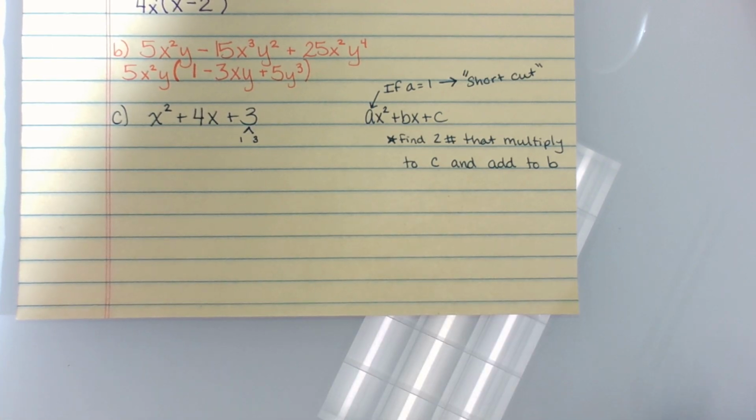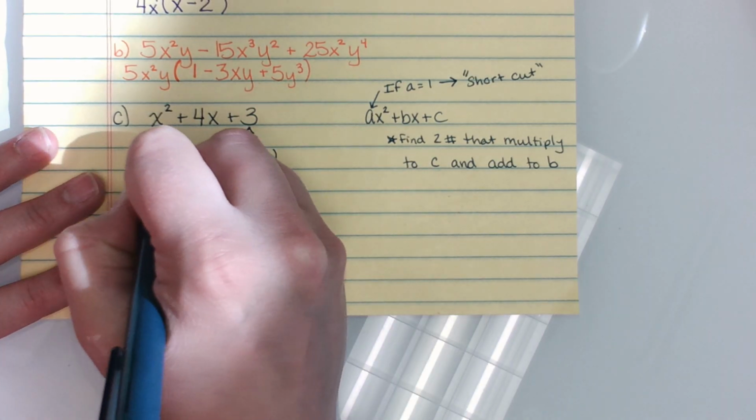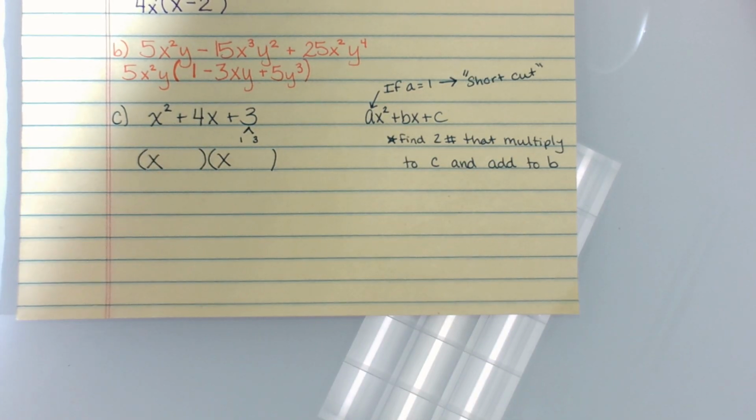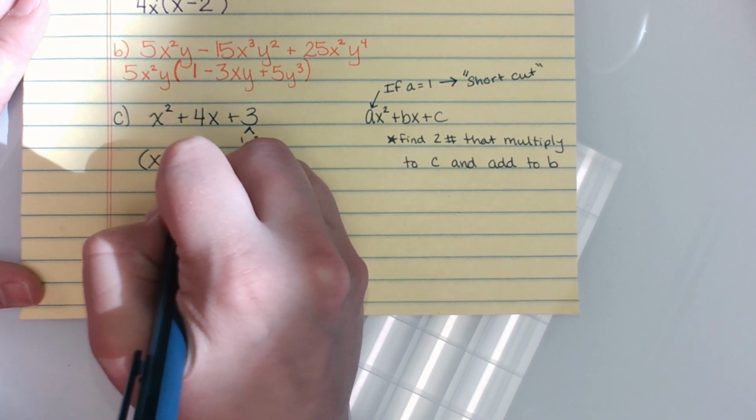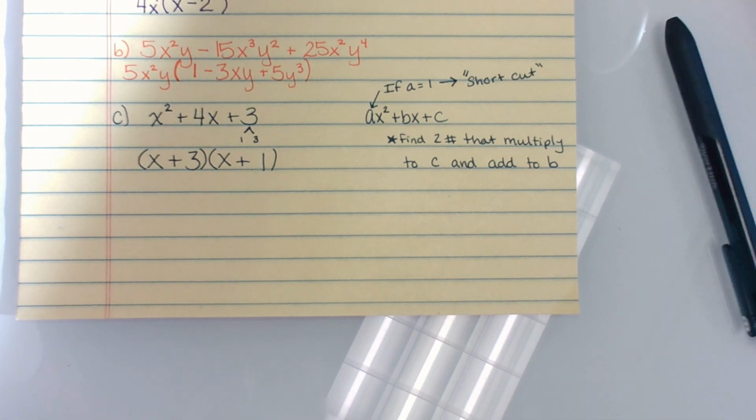Sweet. When you find those two numbers, you can go directly to the double parentheses, starting both parentheses with the variable and ending both parentheses with the numbers you found. Positive 3, positive 1. Ta-da, it's factored. This look familiar? Yep. Should. You did it in algebra, you did it again in geometry.